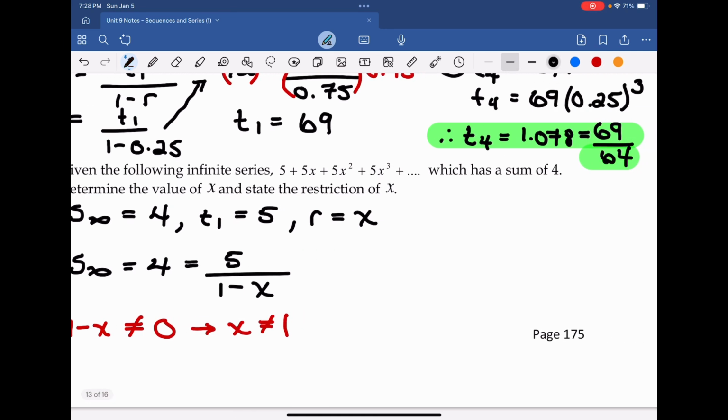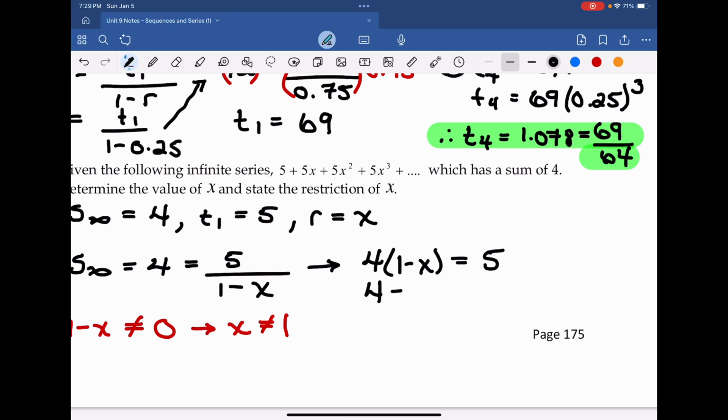Perfect. Now we actually want to solve for this value. To do this, I'm just going to arrow over and continue this step. We're going to multiply what was in the denominator to both sides, to the right and to the left. When we do that, it's going to give us 4 times 1 minus x is equal to 5.